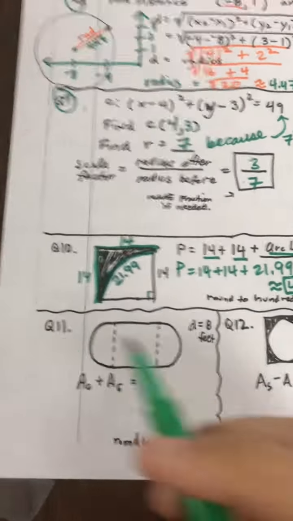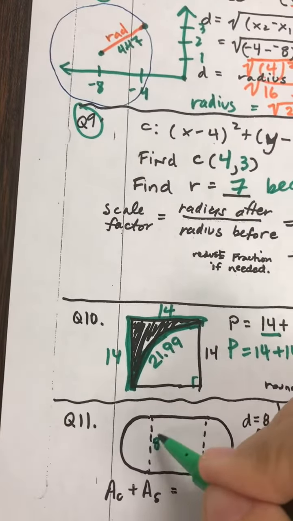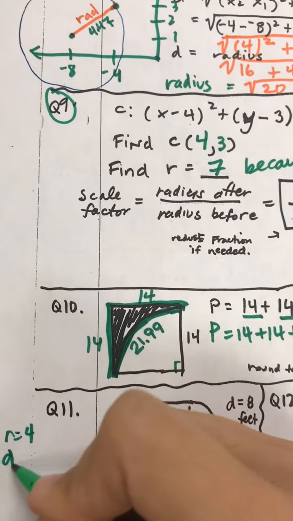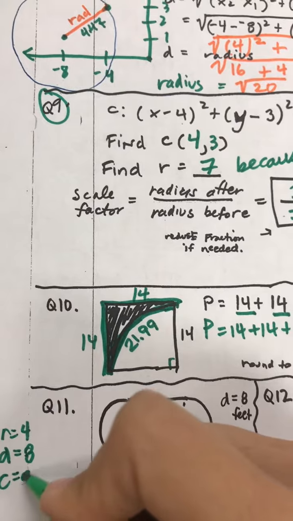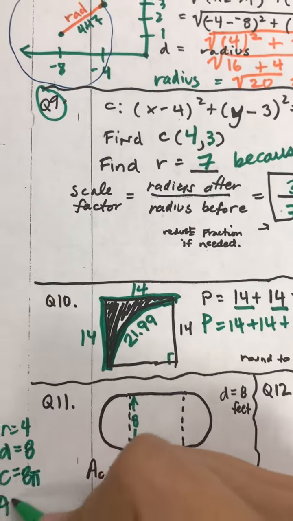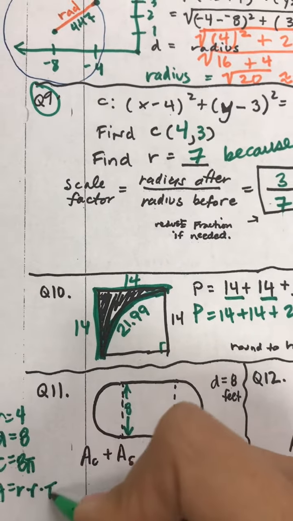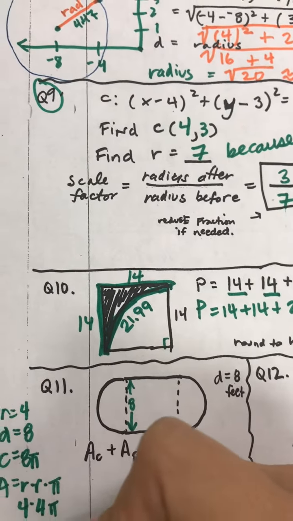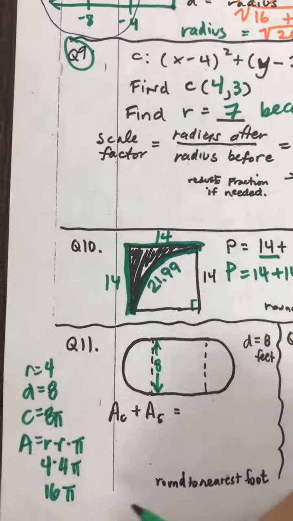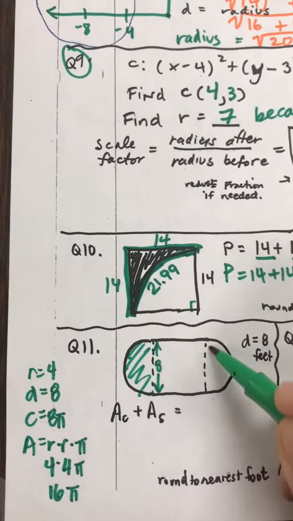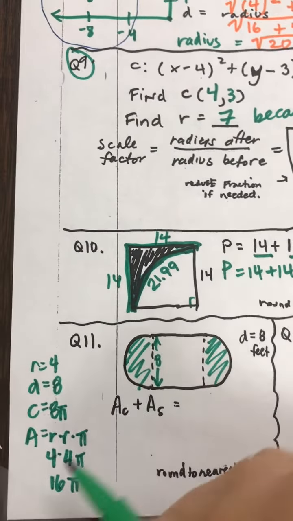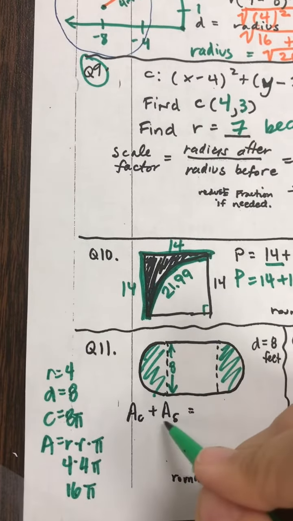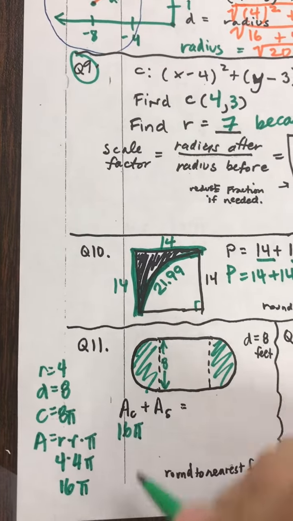Next question. Grandma's table has a diameter of 8 feet. So radius is 4, diameter is 8, circumference is 8 pi. Area is always my radius times radius times pi. So 4 times 4 times pi would be 16 pi. So we know already the area of this, and that would make one solid circle, and the area of that would be 16 pi. So the area of my circle is 16 pi.